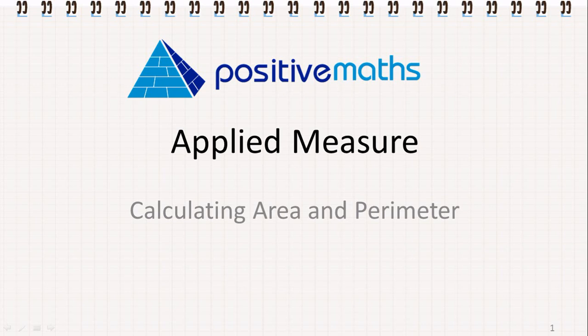In this video for Positive Maths, we're going to work on calculating area and perimeter for squares and rectangles.